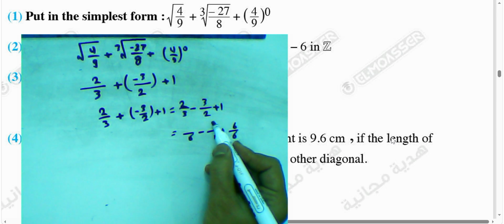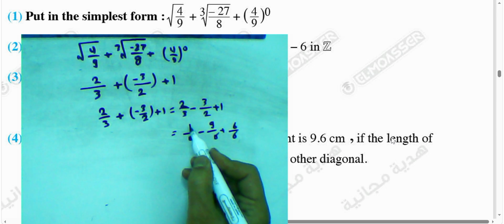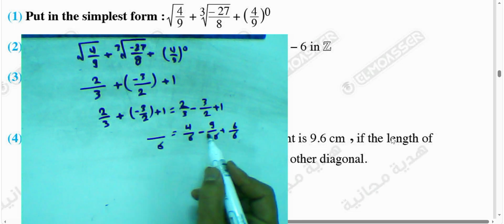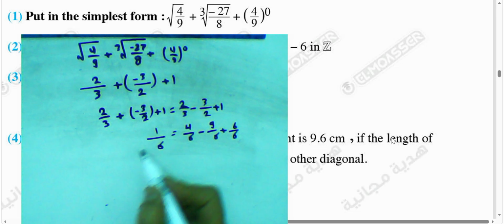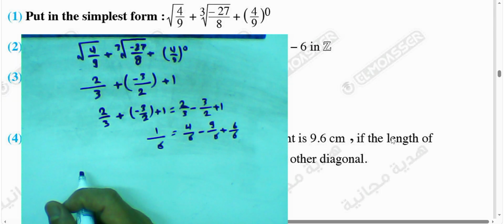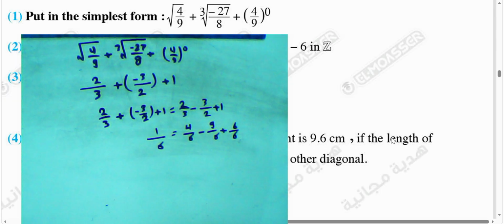2 times 3 is 6, 3 times 3 is 9. 2 times 3 is 6, 2 times 2 is 4. And then write 6. 4 minus 9 is negative 5. Negative 5 plus 6 equals 1. Then the answer will be 1 over 6. Okay, next question.